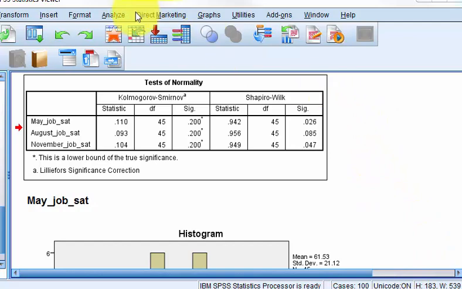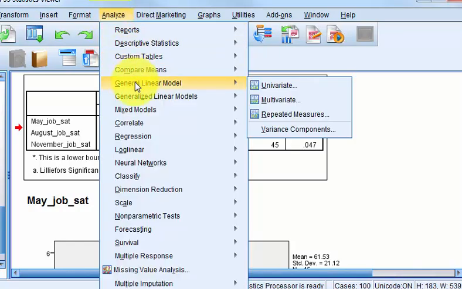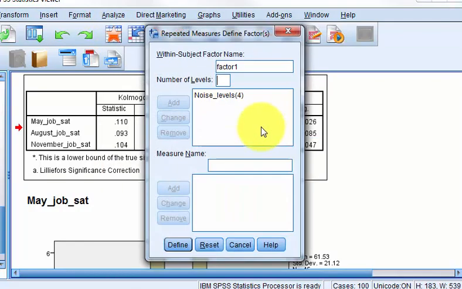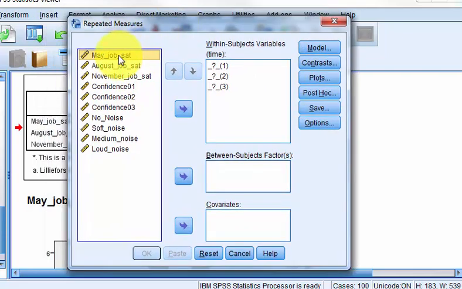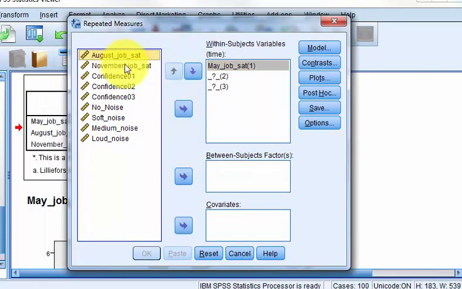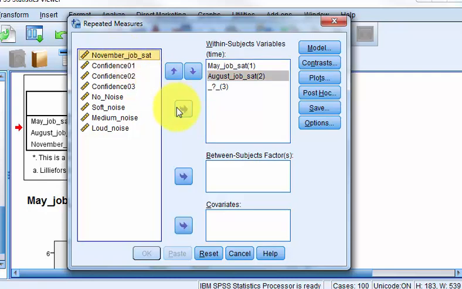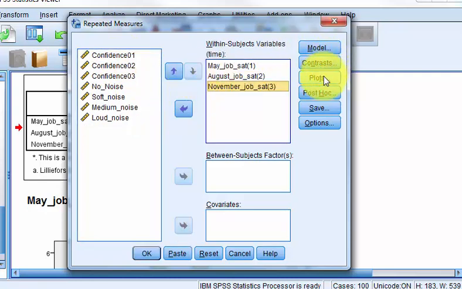So let's do it. We're going to go to Analyze, General Linear Model, Repeated Measures. And I'm going to clean this out. I'm going to hit Reset. This one, there is time between these measurements, so we're going to put time as a factor. And there are 3 of them, and we're going to define them as May job sat, August job sat, November job sat.